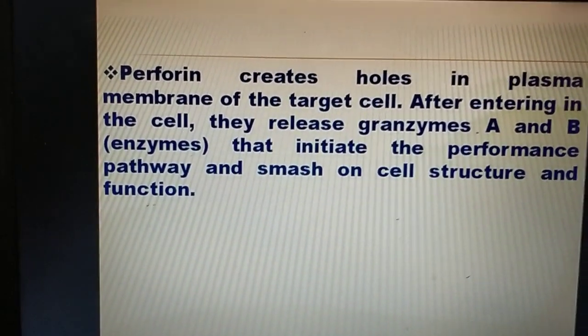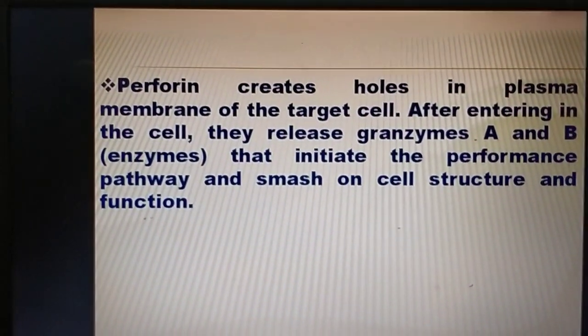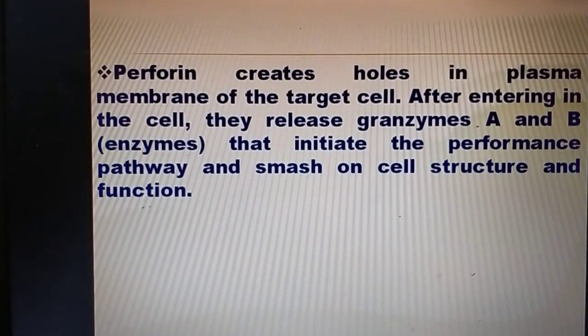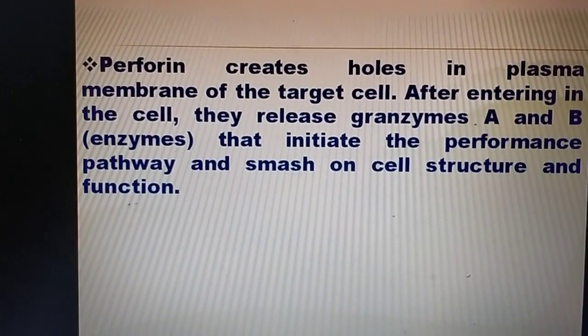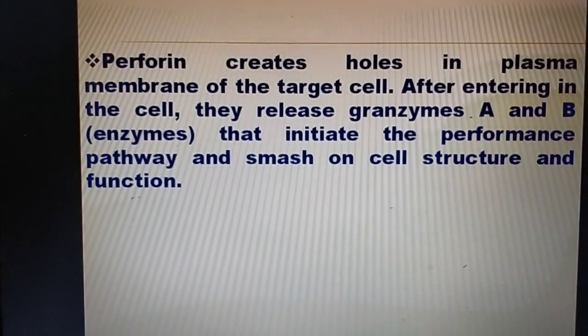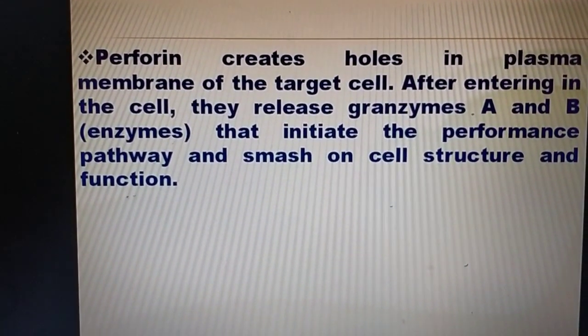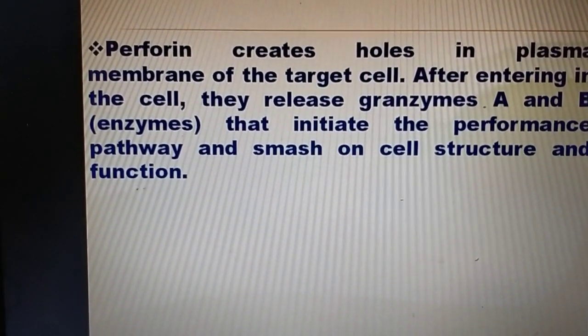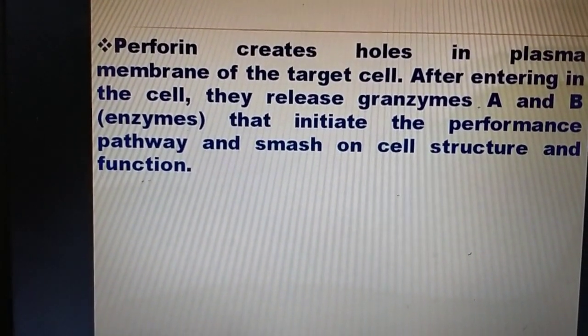Perforin creates a hole in the plasma membrane of the target cell. After entering the cell, they release granzyme A and B, which are proteolytic enzymes that initiate the apoptotic pathway and smash cell structure and cell function.